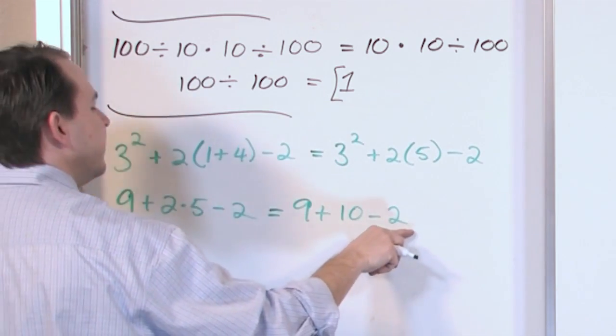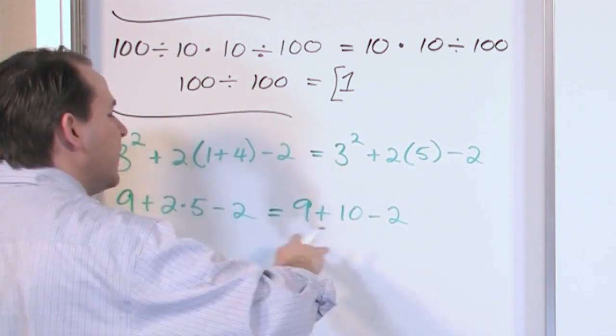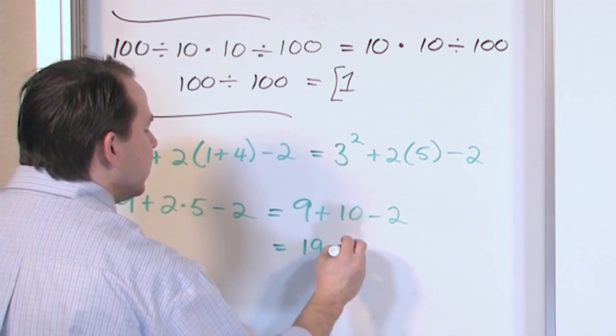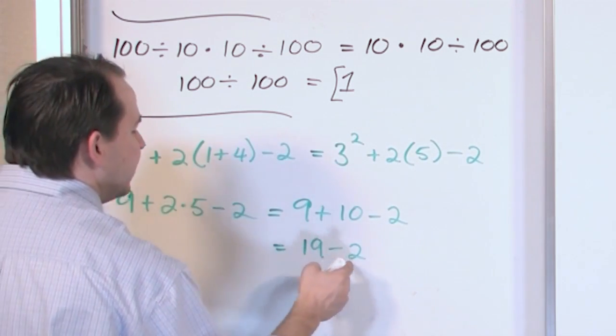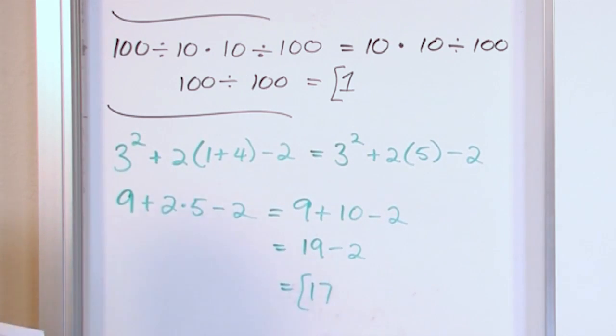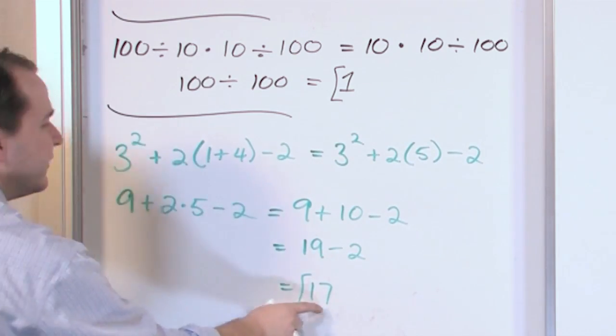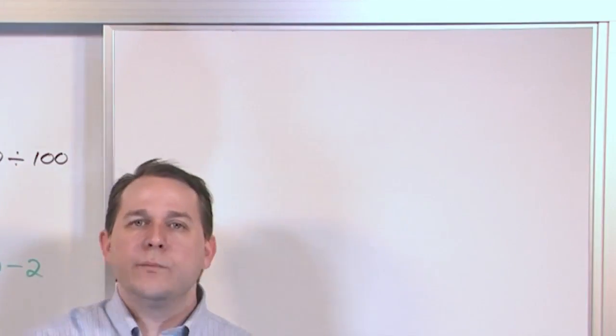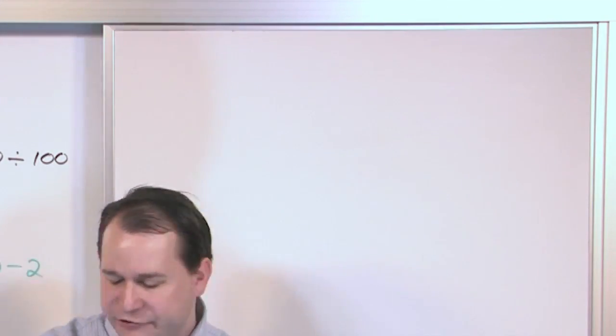Now the only thing we have is addition and subtraction. They're on the same level, so we read it like a book, left to right. 9 plus 10 is 19. Carry the 2 along for the ride. 19 minus 2 is 17. So if you take this monster and put it into a calculator, you'll get 17 as an answer. If you start doing this stuff out of order, you will definitely not get the right answer. All right, we want to do one more problem type and we'll wrap up this entire section.